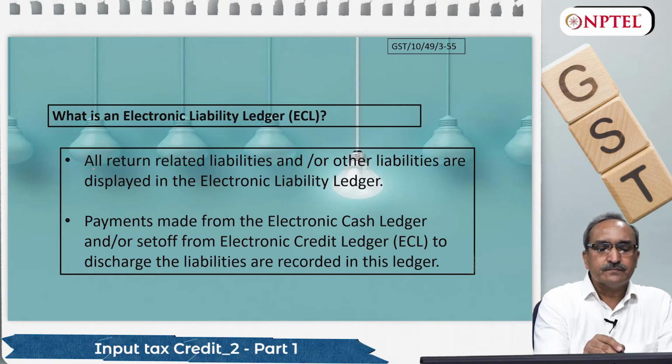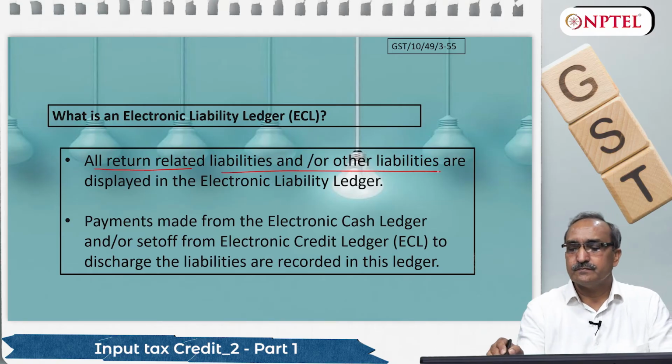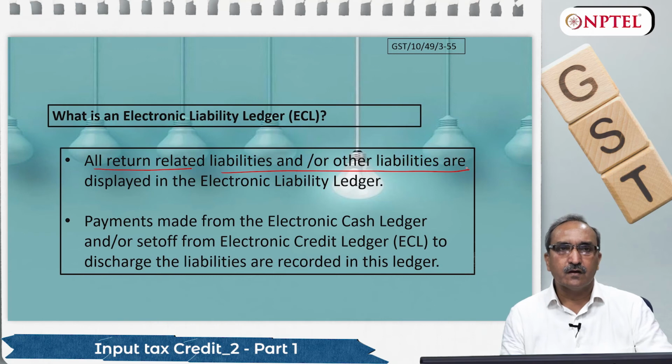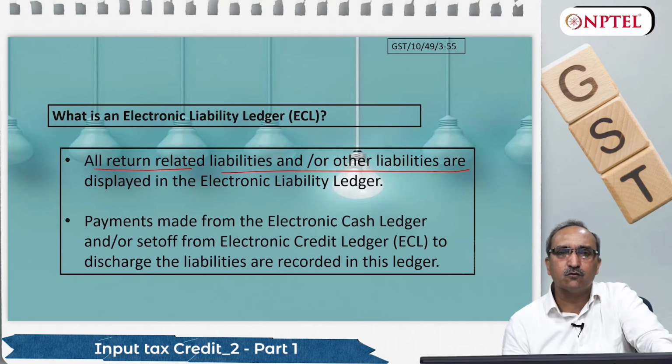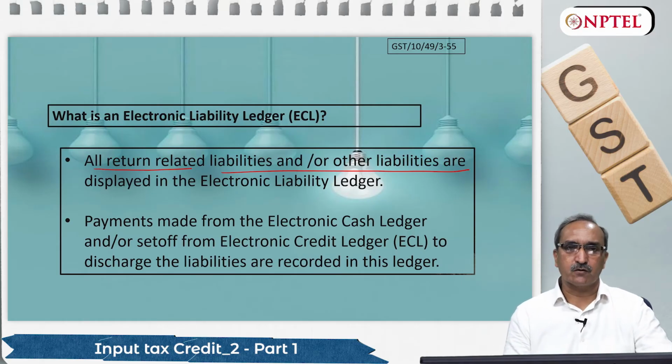Further, all return related liabilities: whenever we are doing any business, whenever we are selling goods, whenever we are procuring something, we are supposed to file returns under GST. We will talk about the returns in our next sessions. So when we file our returns on the GST portal, they are linked to my electronic credit ledger.